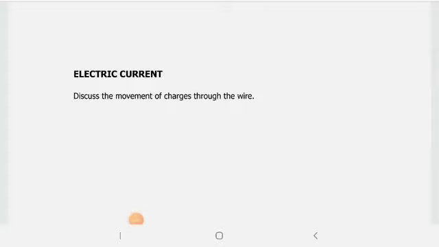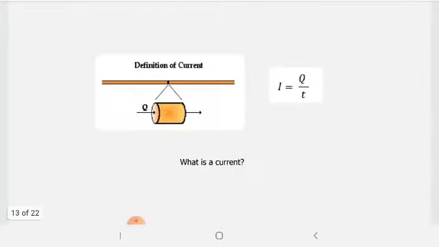Okay, so in the second part, we will talk about electric current and later on electric power. So let's first talk about electric current. When we say current, it's simply the movement of charge, or the flow of charge, if you want to say that. But if you want to be more specific, current is the flow of charges over a cross-sectional area of the wire over time.